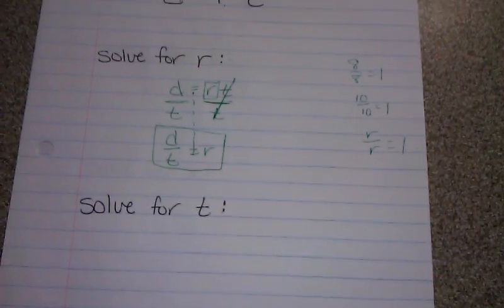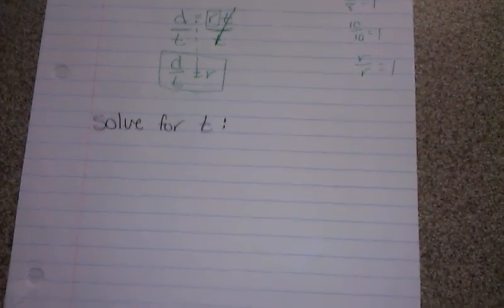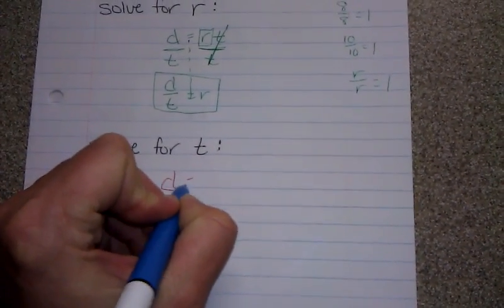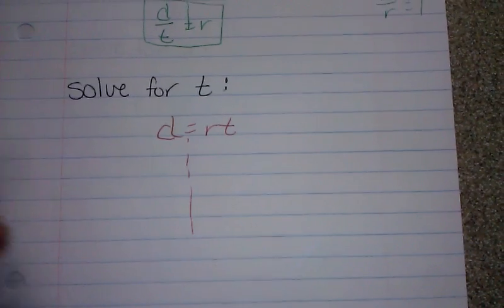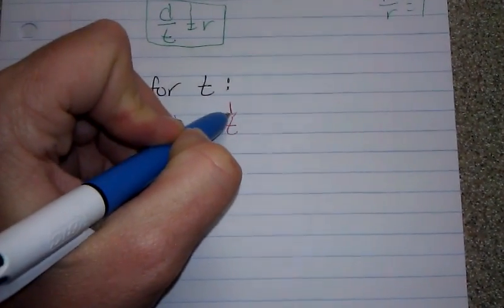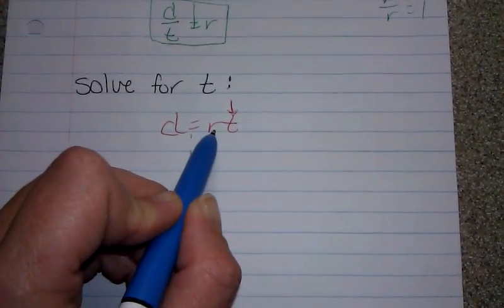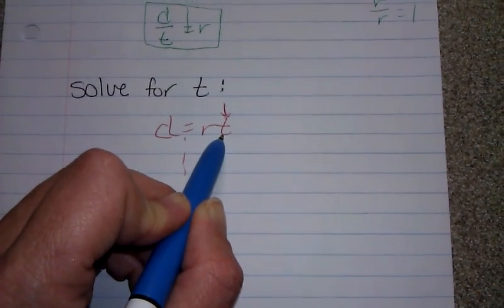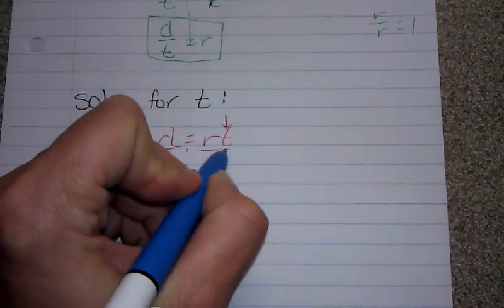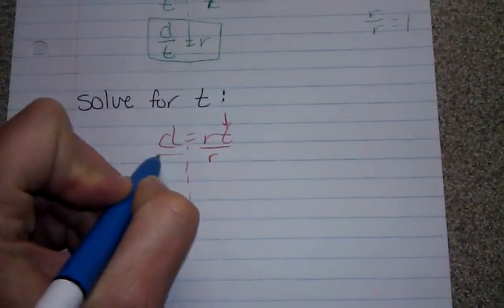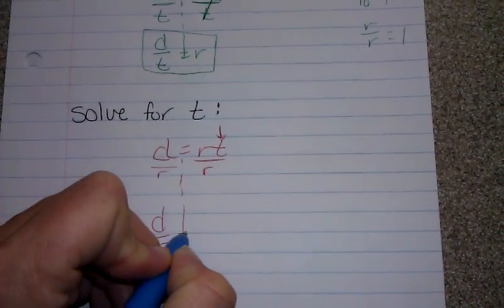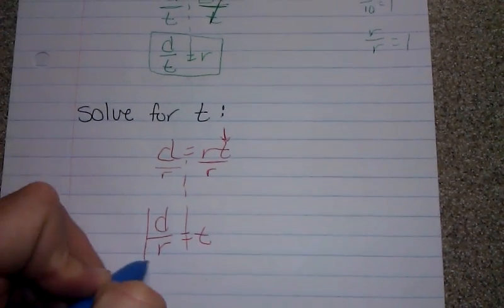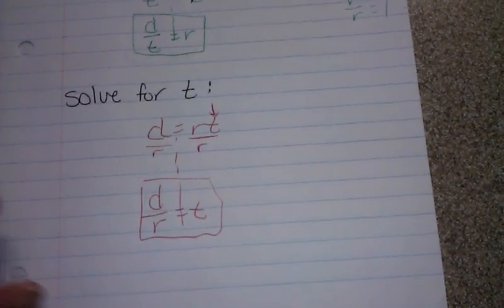Okay, so what if it asked us to only solve for T? Well, let's start with this. D equals R times T. And we only want to get T by itself. I'm going to draw my dotted line. We're trying to get T by itself. What's with the T on the same side? It's the R. It says R times T. The opposite of times is divide. I'm going to divide both sides by R. D divided by R equals T. That's our answer.